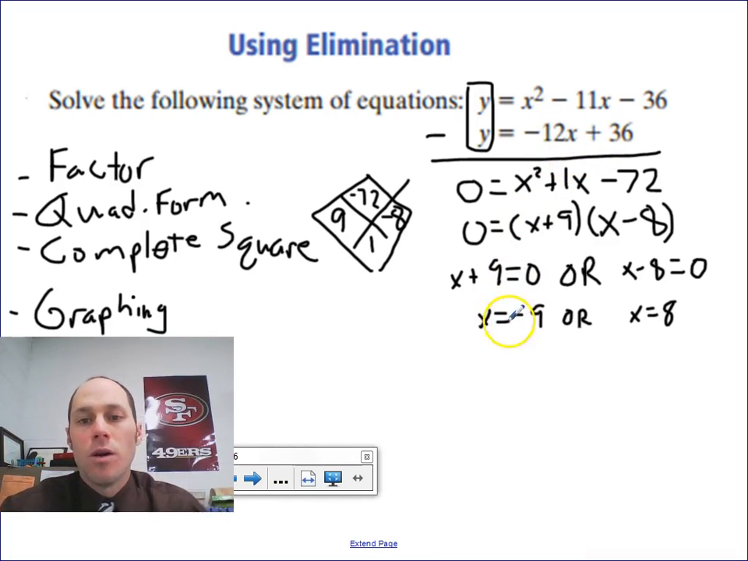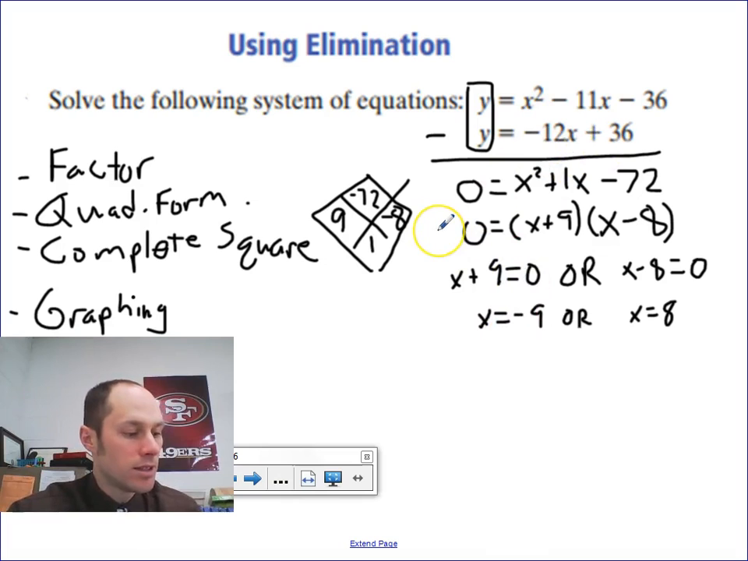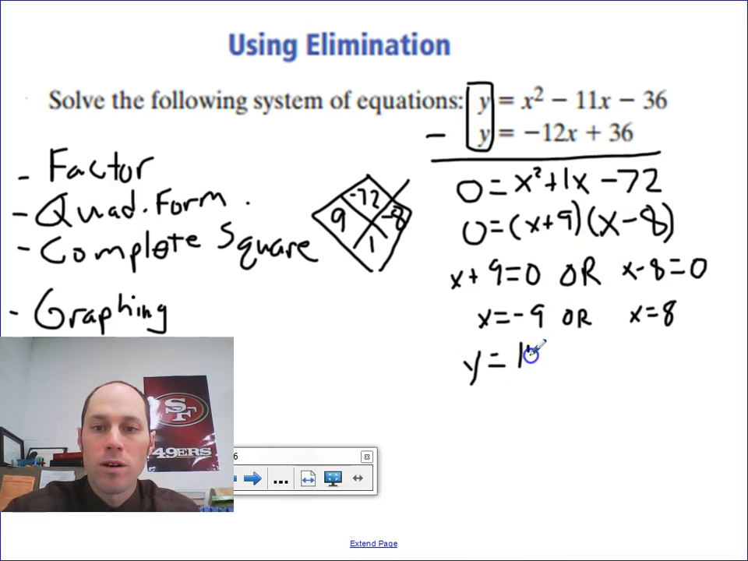So y equals negative 12 times negative 9. As I enter that and I add 36, I see y in that case is equal to 144. Plug 8 into this one, so 8 times negative 12. And then I add 36, and I get y is negative 60.